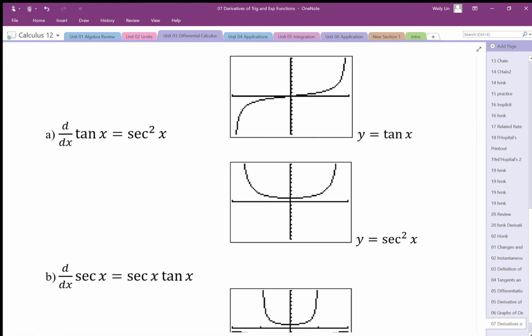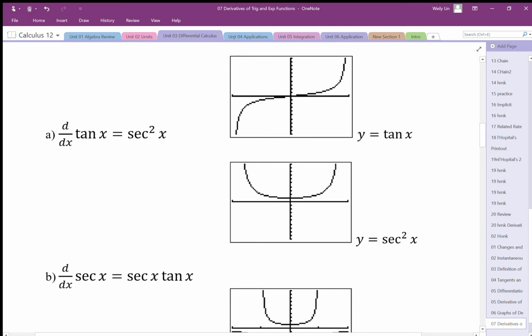So we're going to define the derivative of the tan function, and the defined derivative of the tan function is secant squared. So again, we're not going to prove this. We're going to try to justify it the best we can, but we're not going to prove this by any means. Okay, so the derivative of this function is secant squared.